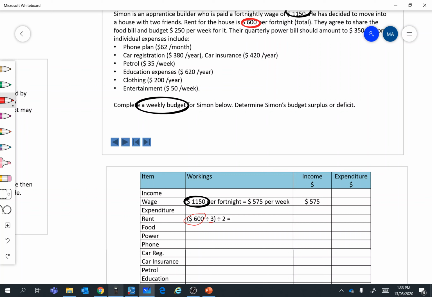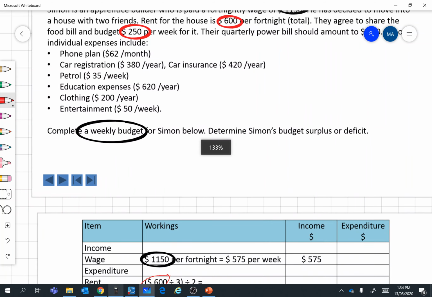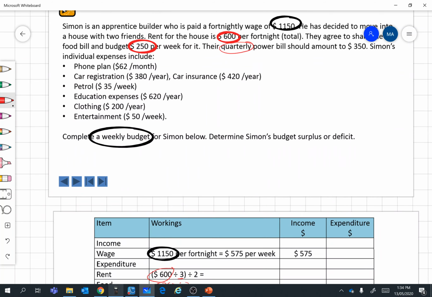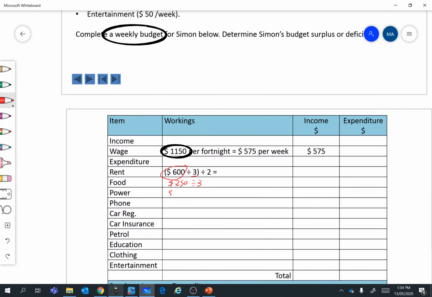The food bill, that's $250 per week, and they're going to share that between the 3 of them. So we'll take that $250 and divide it by 3. The power bill is quarterly. Quarterly is every 3 months, which is every 12 weeks. So this is being given as $350 for 12 weeks. To make that weekly, we divide by 12 because there are 12 weeks in a quarter, every 3 months.